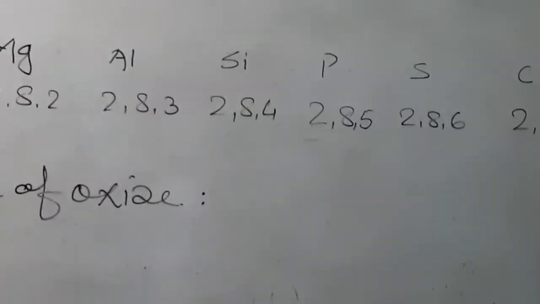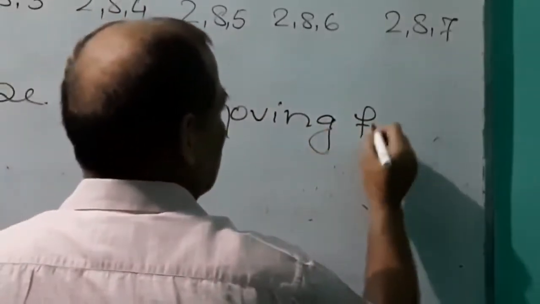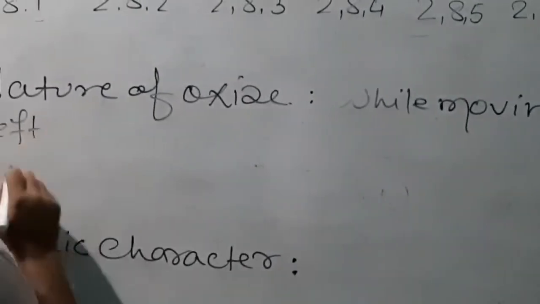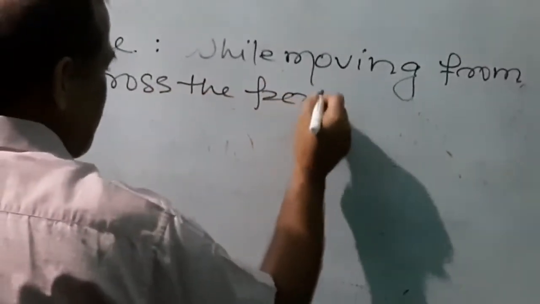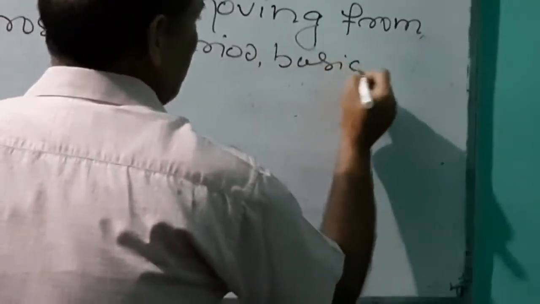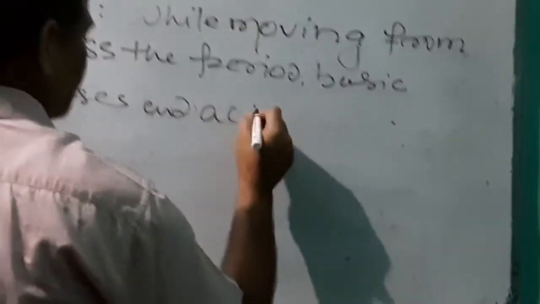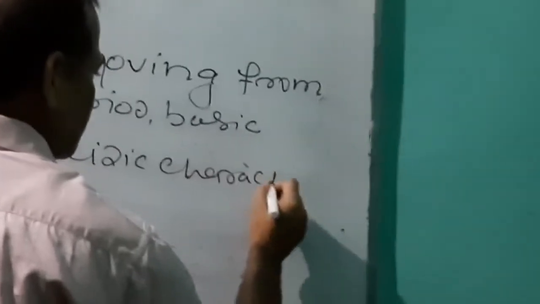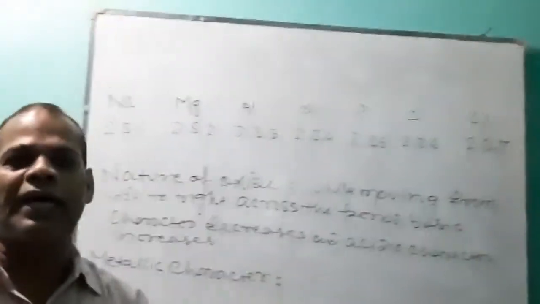So while moving from left to right across the period, basic character decreases and acidic character increases.